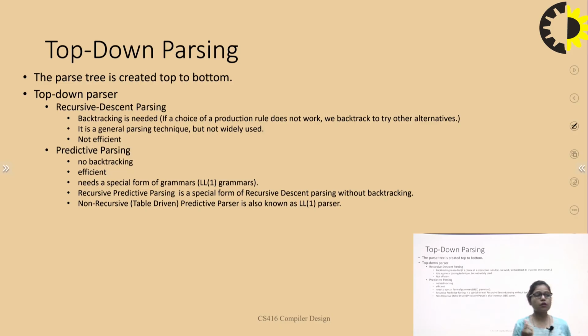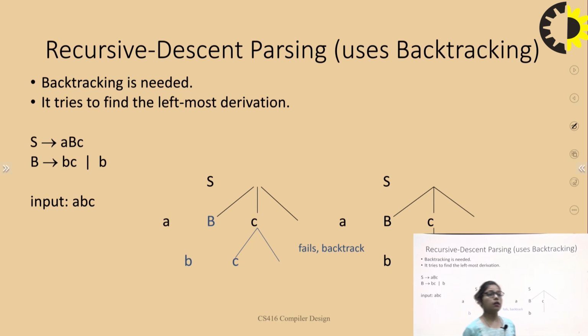The next one is recursive predictive parsing, which is a special form of recursive descent parsing without backtracking. A non-recursive table-driven predictive parser is also known as an LL1 parser. This is the basic introduction to top-down parsing, which is further divided into recursive descent parsing and predictive parsing. The next one is recursive descent parsing, which uses backtracking. It needs backtracking, and it tries to find the leftmost derivation.